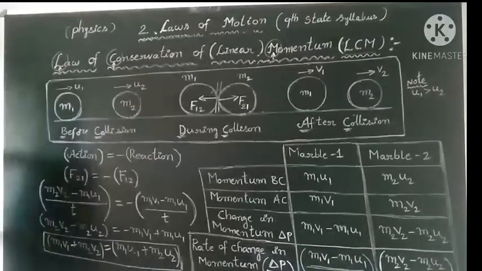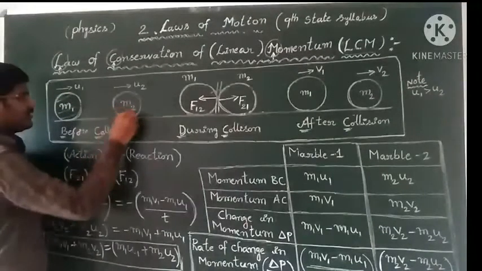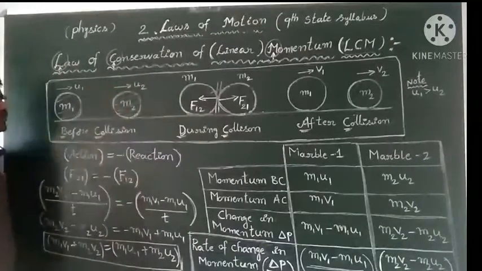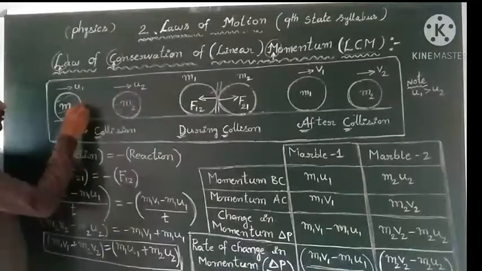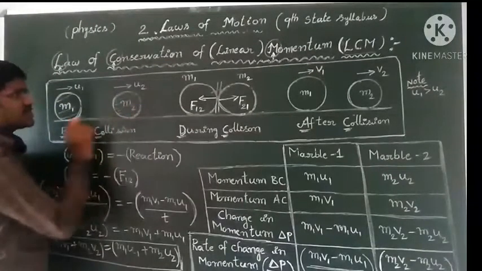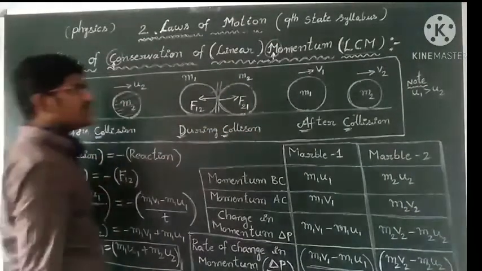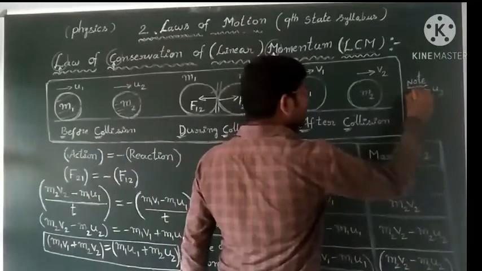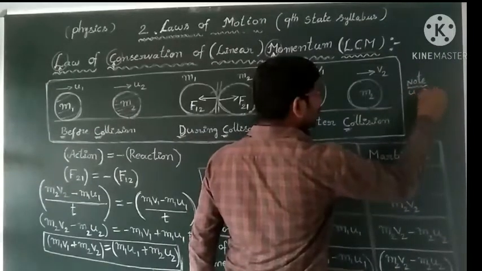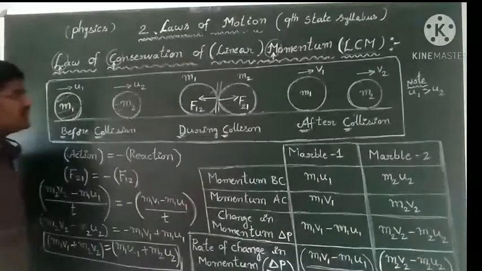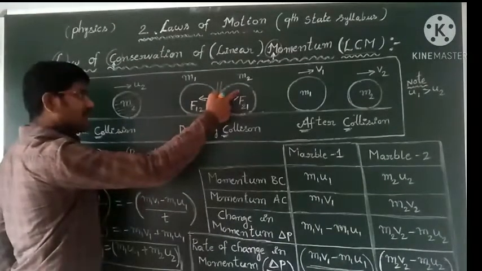So, for this, consider two marbles, M1 and M2, and their initial velocities are U1 and U2, moving in the same direction on a straight line. Also consider that the speed of the first marble is more than the speed of the second marble. U1 is greater than U2. So definitely M1 will go and hit M2 after some time.